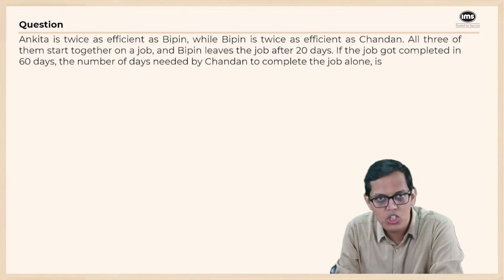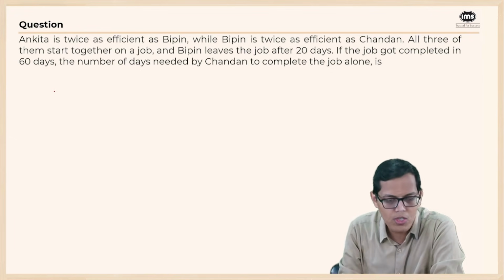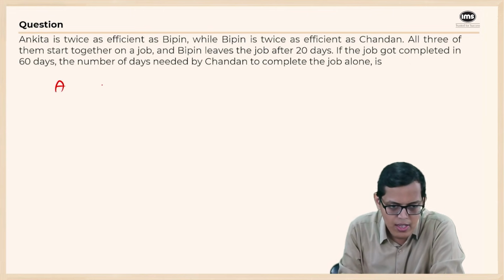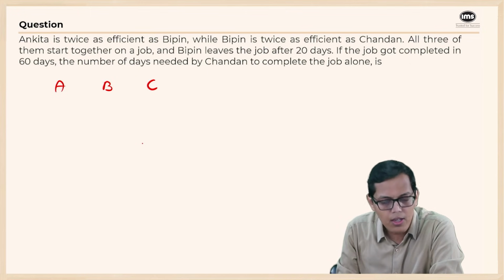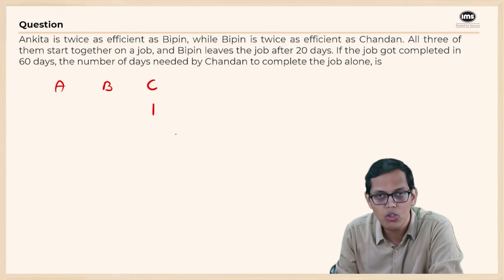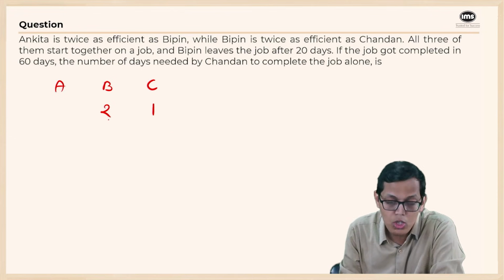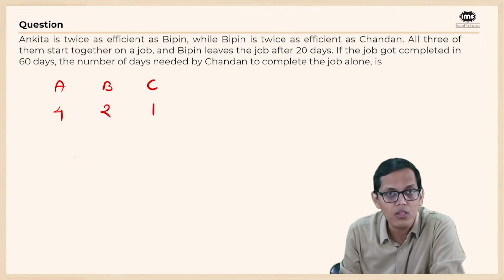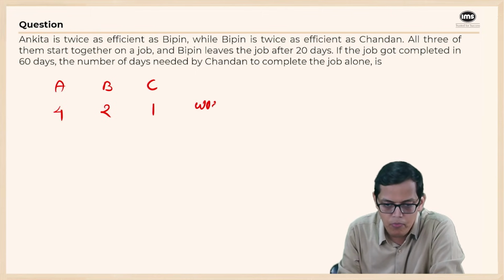Ankita twice as efficient as Bipin, Bipin twice as efficient as Chandan. So it's time to assume some efficiency or work per day rates. We have three characters A, B and C. Ankita double, then Bipin, Bipin double, then Chandan. So I'll start with Chandan. I'm assuming that Chandan does 1 unit of work in a day. Then Bipin must be doing 2 units of work in a day. And Ankita, who is twice as efficient as Bipin, should be doing 4 units of work per day. So these are work per day.